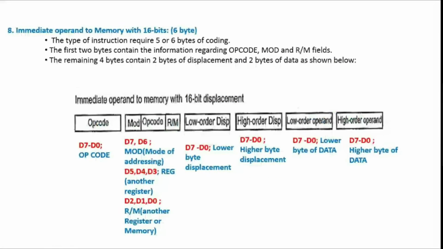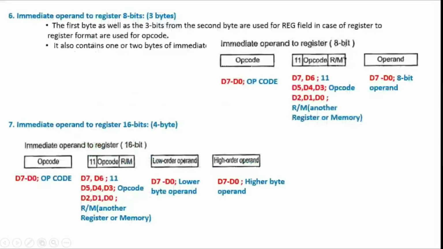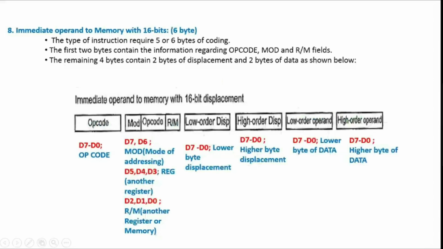Now we have a 6-byte instruction here. So it is an immediate operand to memory with 16 bits. Earlier it was an immediate operand to register, so MOD was 11. Now it is an immediate operand to memory with 16 bits. So MOD will be 10, 01 or 00. And in between, instead of REG, we have an opcode here. So that is the only difference in the second byte.